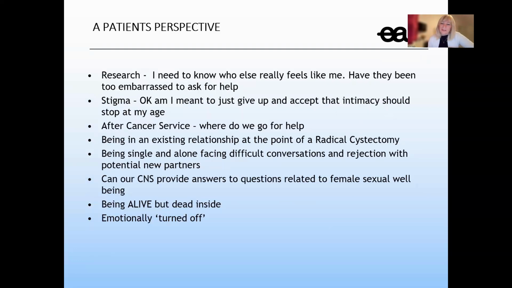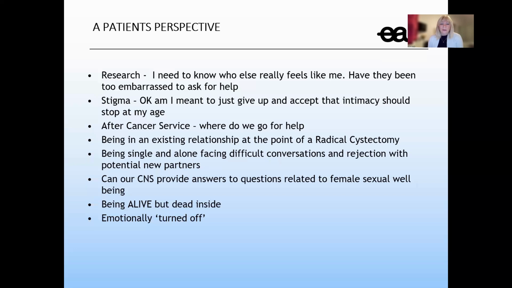So I come to this patient's perspective. I do feel that there needs to be so much research. I want to know who else feels like me. Have they been embarrassed in this need to ask for help? I always refer to this stigma. Am I meant to just give up and accept that intimacy should stop at my age? Is there any after cancer service? And where do we, as patients with a radical cystectomy and changes to our sexual functions, where do we go for help?